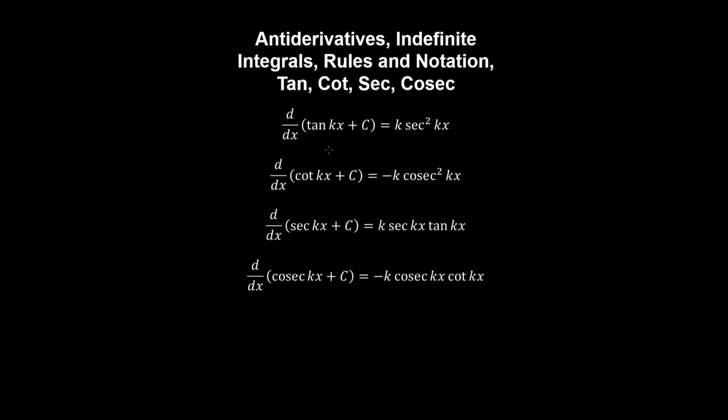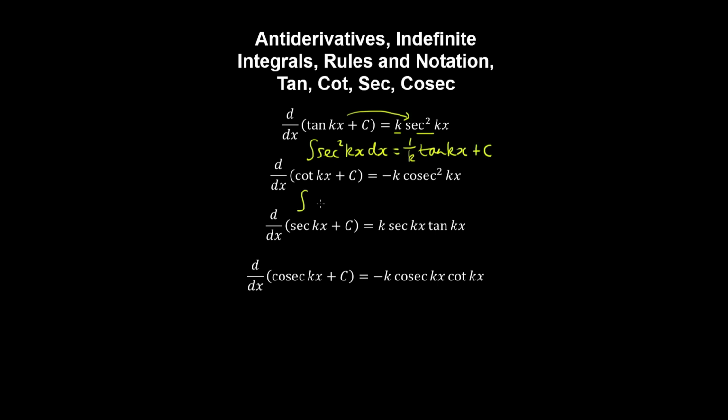We can also use the derivatives of the other trig functions as a guide to obtain their antiderivatives. So differentiating tan of a constant multiplied by x, we multiply a constant by sec squared kx. So that tells us how to integrate sec squared kx. So we effectively divide by k and multiply by tan kx. And where we have an indefinite integral, we add a constant of integration.